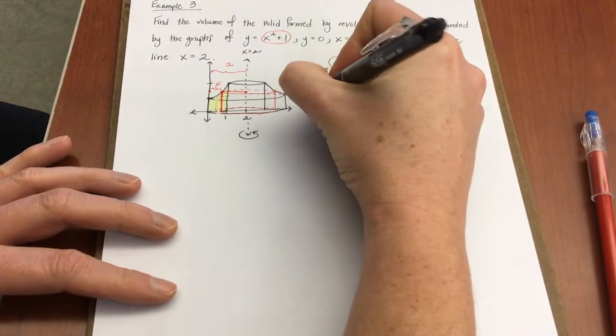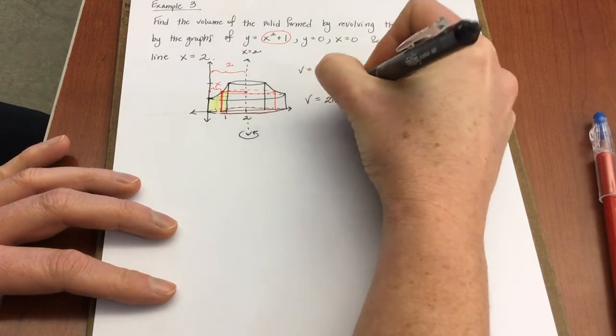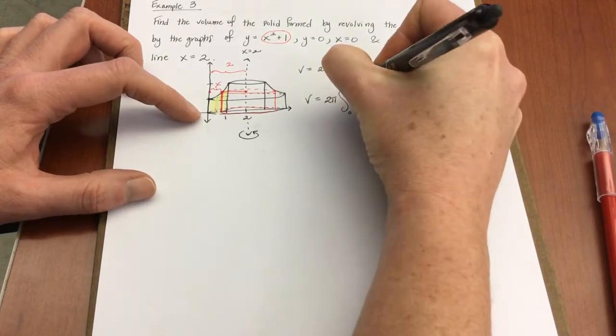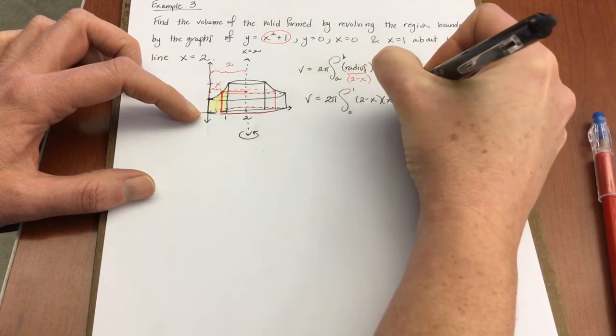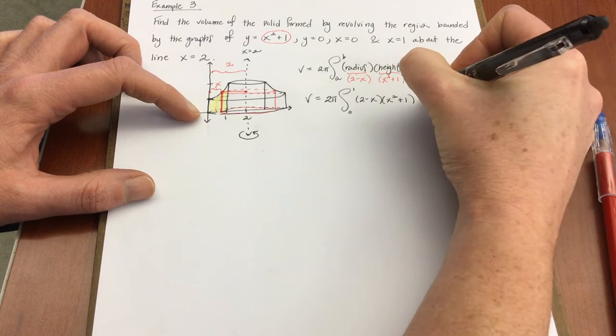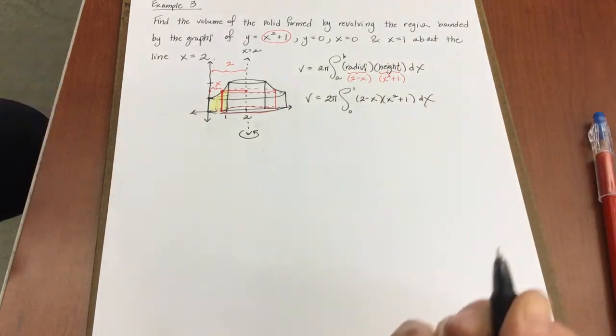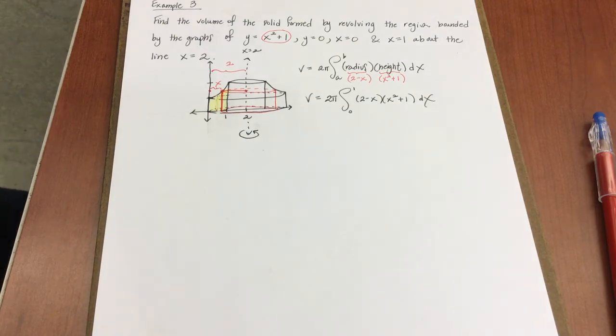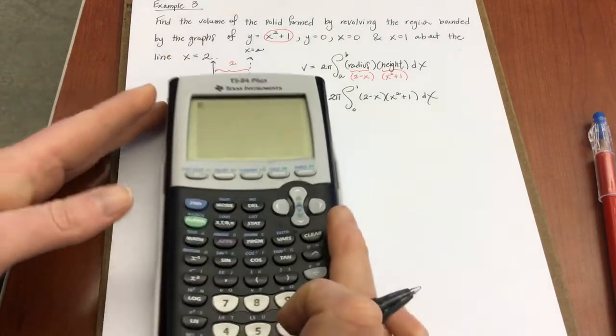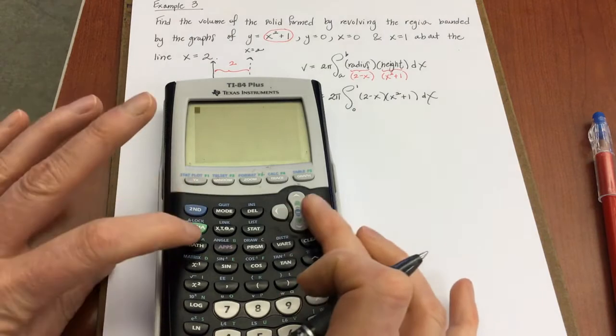Okay, so your volume then would be set up as 2 pi times the integral from 0 to 1 of the quantity 2 minus x multiplied by the quantity x squared plus 1 with respect to x. All right, and now I'm just going to punch this into my calculator.